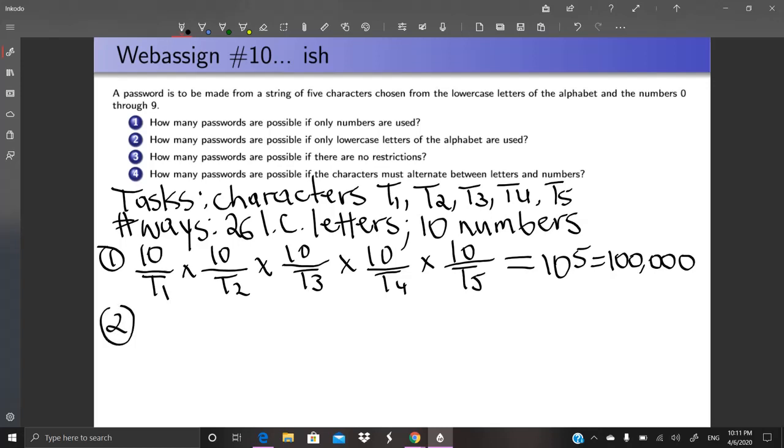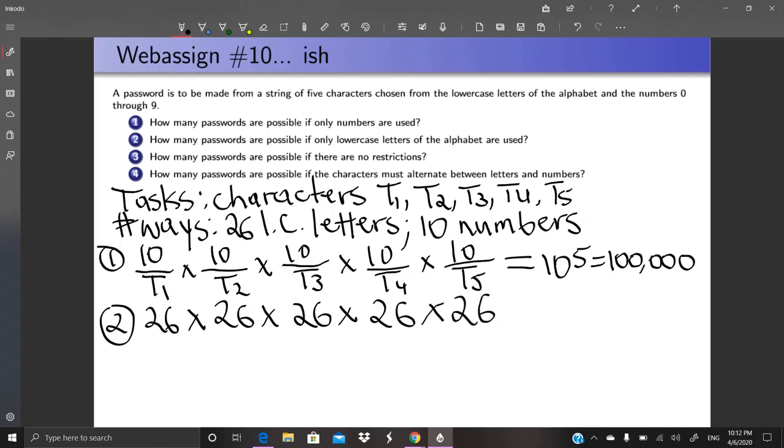Okay, the second question says how many passwords are possible if only lowercase letters of the alphabet are used? All right, so we know that we have 26 of those, and again, we're not told that we can't repeat any letters. We can do whatever we want. Again, in this case, I'm going to stop writing T1, T2, T3, T4, T5, but pretend it's there. For the first character we have 26, and then times 26. So we have 26 options for each character that we use, right? So in the end, we end up with 26 to the 5th, which is equal to a very big number: 11,881,376. Right, so that's how many passwords you can use if you could only use the lowercase letters of the alphabet. Okay, let's keep going.